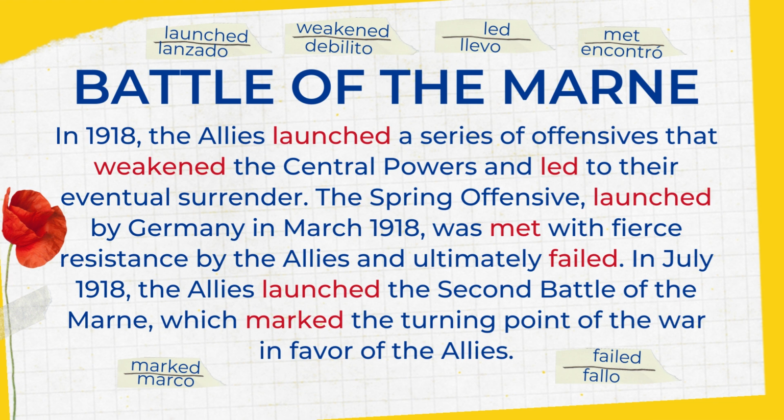In 1918, the Allies began a series of offensives that weakened the Central Powers and led to their eventual surrender. The Spring Offensive, launched by Germany in March 1918, was met with fierce resistance by the Allies and ultimately collapsed. And in July 1918, the Allies launched the Second Battle of the Marne, which highlighted the turning point of the war in favor of the Allies.